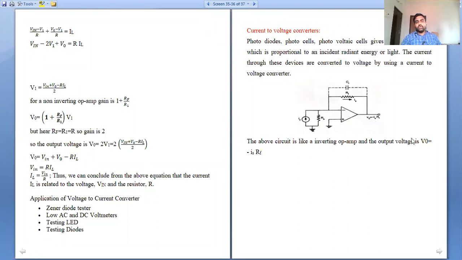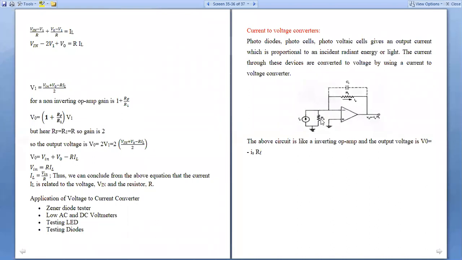That's why the output voltage V0 is proportional to IS, the source current, times the feedback resistance RF. But why is there a negative sign here? Because it is an inverting operational amplifier. What is the conclusion we discussed at this point? What is the observation?